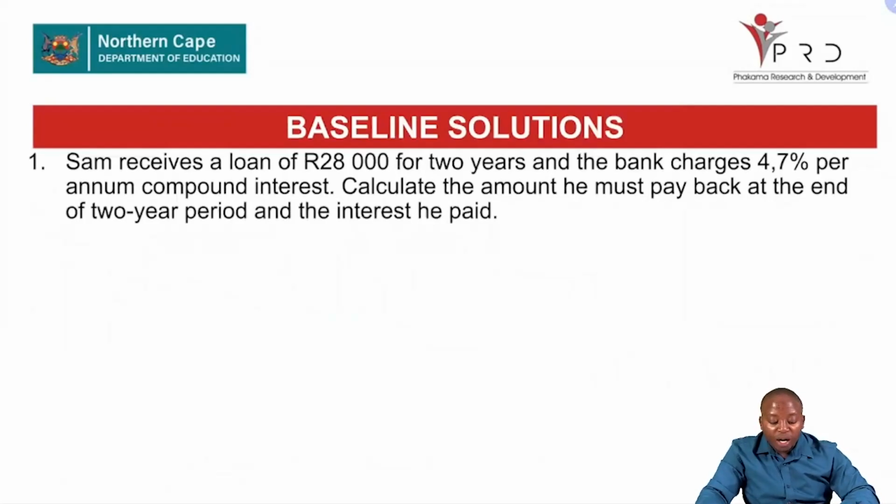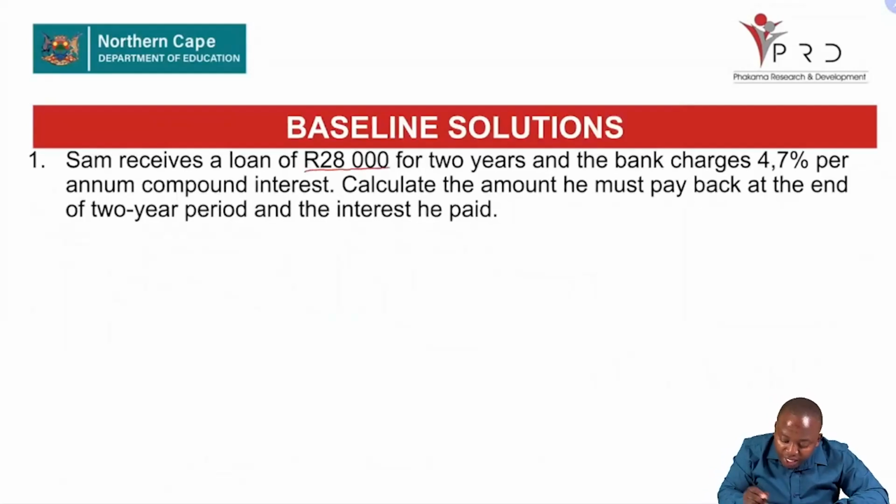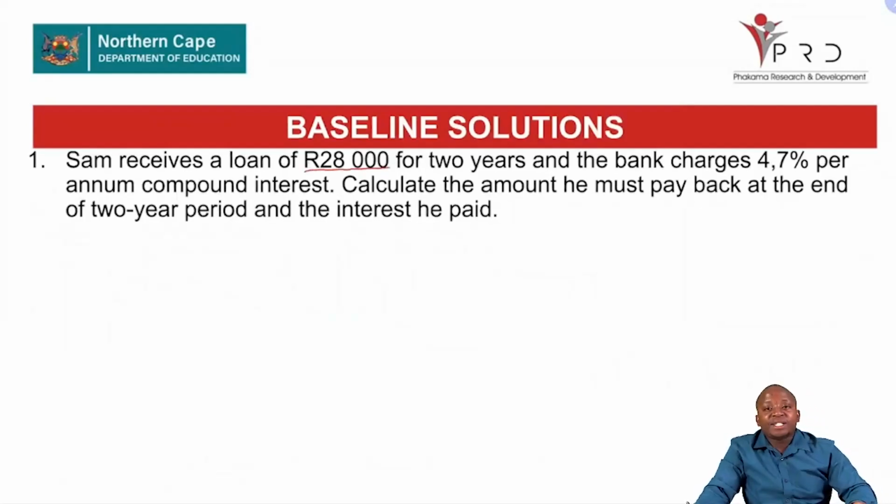Now, when you are confronted with this situation, the first thing that you do when you read your statement, you must collect the data. When you are collecting the data, in this case, what are we doing? We are checking what we are given from our statement and which formulas we must utilize. Now, the first thing that we have is the following. Sam receives a loan of 28,000 rands. So Sam received this money.